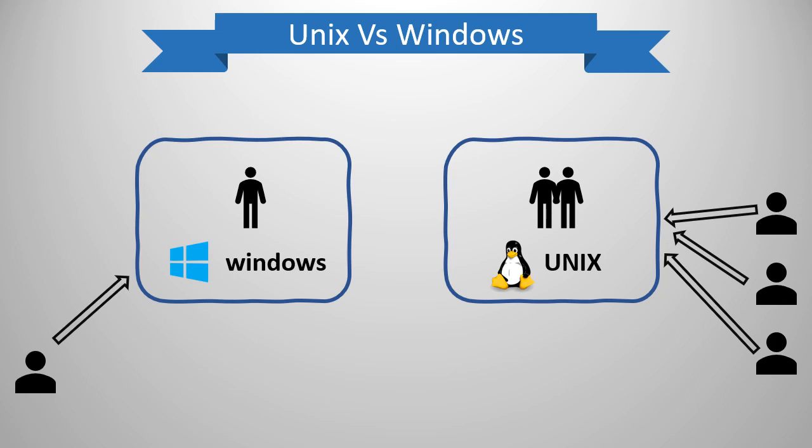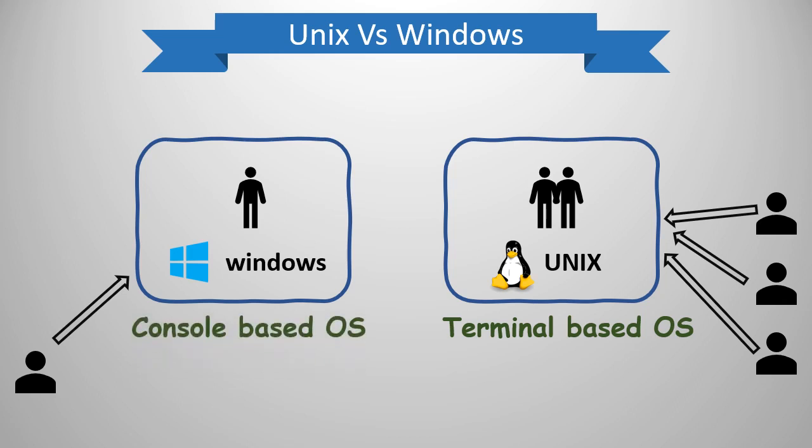If I have to log in as a different user, I have to log off of the existing one. Then only I can. Whereas in Unix, we are going to be connected to a remote server. Another person also can connect to the same system using the same user ID or a different user ID. So Unix is more like a terminal-based operating system, whereas Windows is more like a console-based operating system. Windows allows only one user at a time historically.